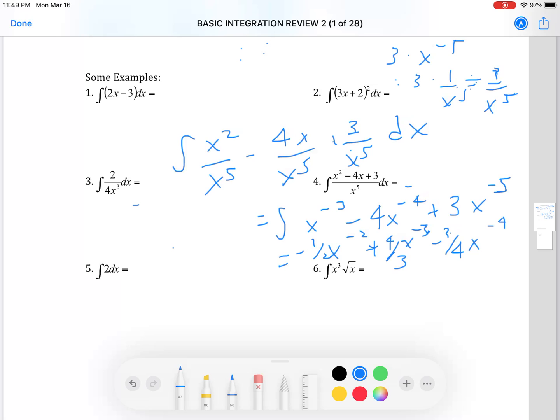We'll look at one more. Let's look at, oh, don't forget, add the plus c. That's sometimes what really good students even forget sometimes. Let's look at one more. Let's look at number 6.